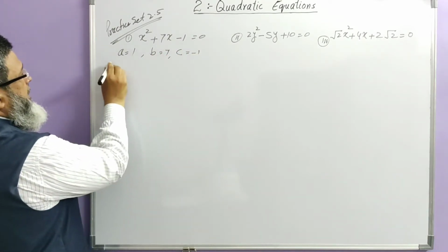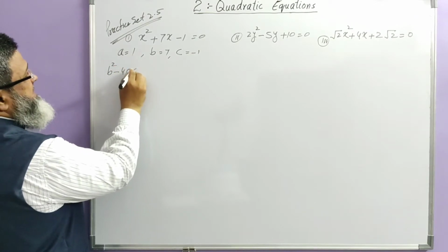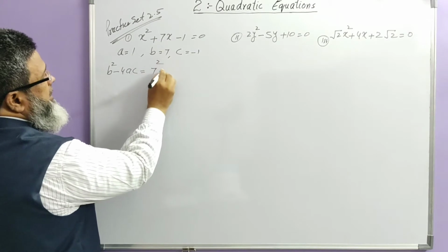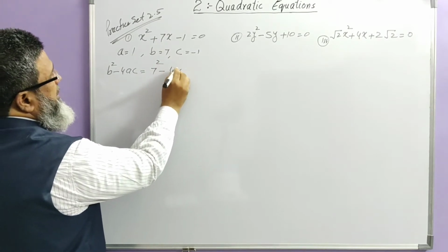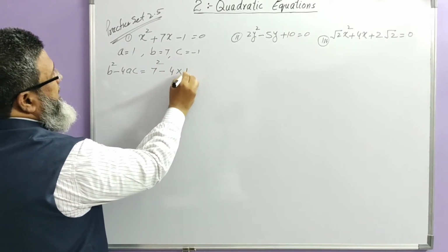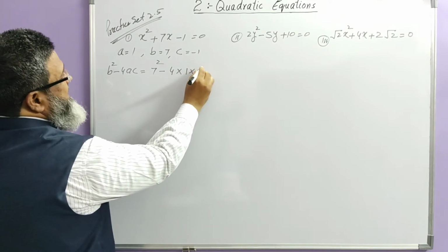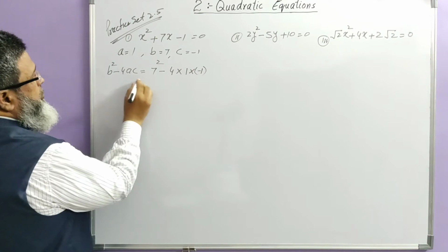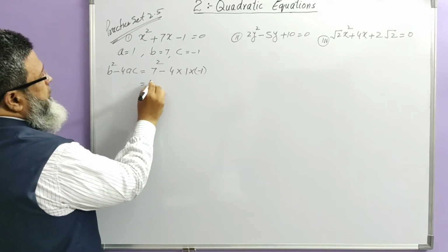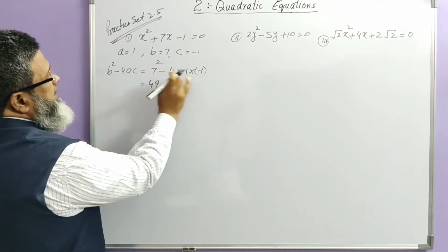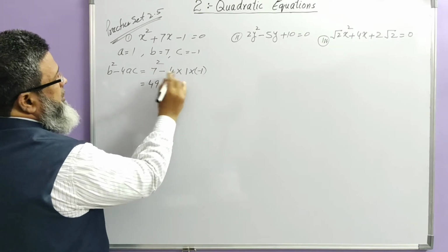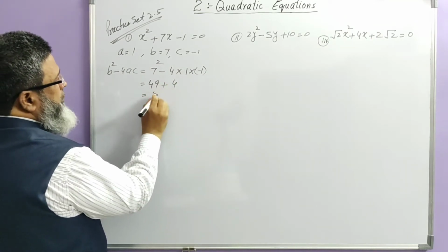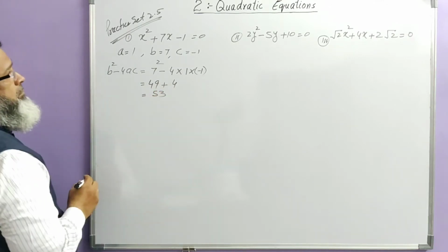So b square minus 4ac is equal to b square, 7 square, minus 4 into a into c. c is minus 1, two signs come together, so bracket. 7 square is 49. Minus into minus is plus. 4 times 1 is 4. 49 plus 4 is 53.